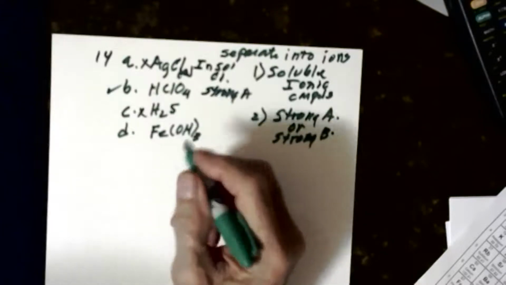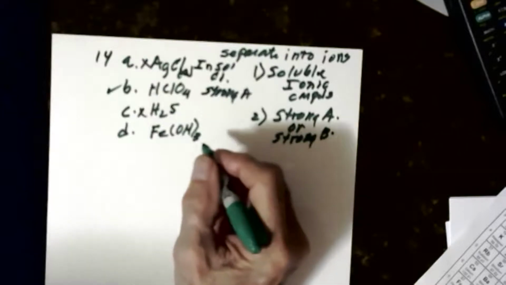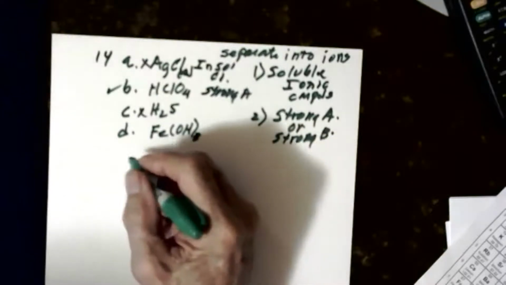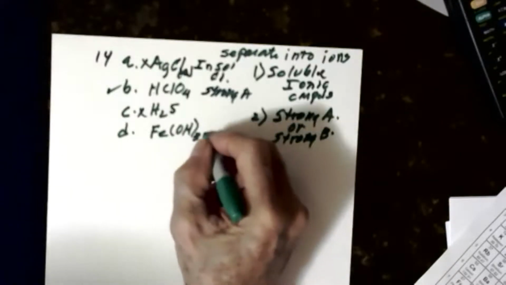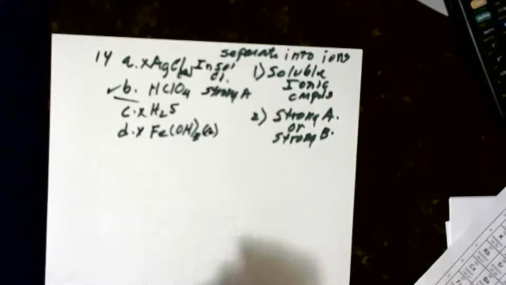Now this is an ionic hydroxide. What are the solubility rules for hydroxides? All hydroxides are insoluble except group 1 and group 2. Well, iron is not a group 2 hydroxide, so this will not separate. It will remain as a solid. It's an insoluble hydroxide. So the correct answer is B.